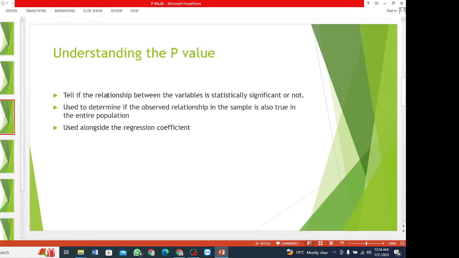So a p-value will tell if the relationship between the variables is statistically significant or not. It is used to determine if the observed relationship in the sample is also true in the entire population, and it is used alongside the regression coefficient. So when you're interpreting your results, you use the regression coefficient together with the p-value to make your conclusion.